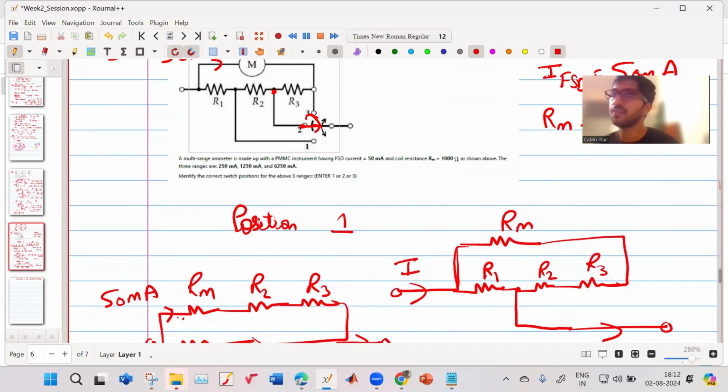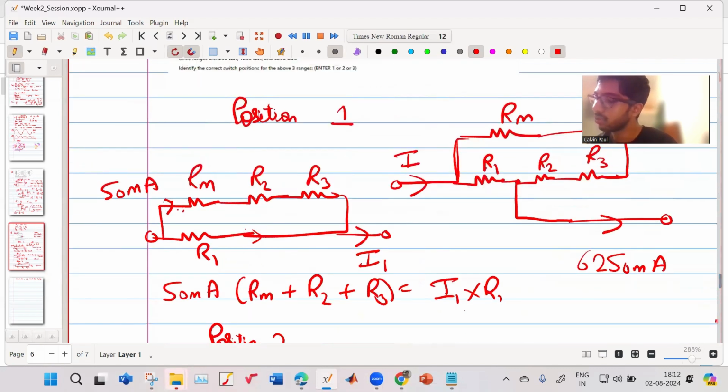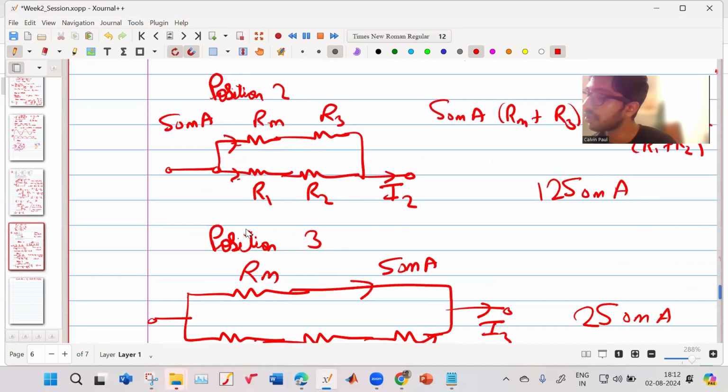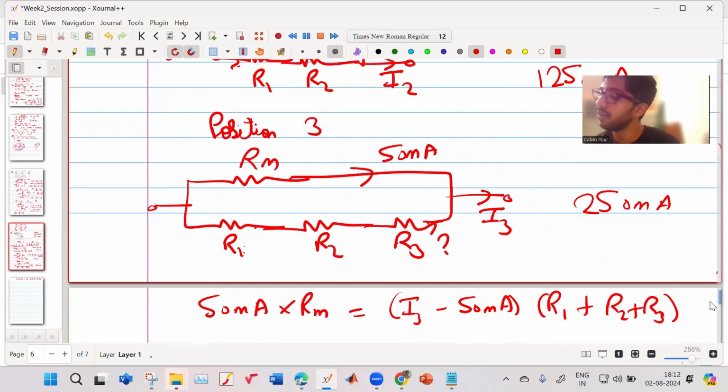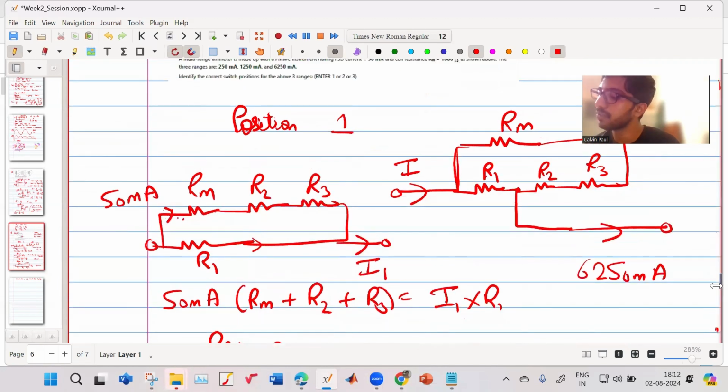Now we have got the generalized idea, which through intuition we understood: whichever branch has Rm, only 50 milliampere will flow there. We checked in positions 1, 2 and 3 that the resistance in the other branch was increasing a lot. If the resistance increases, the effective current that will flow through it will reduce, and that is for the lower current rating. That is why for position 3 it is 250 milliampere, for position 2 it is 1250 milliampere, and for position 1 it is 6250 milliampere.